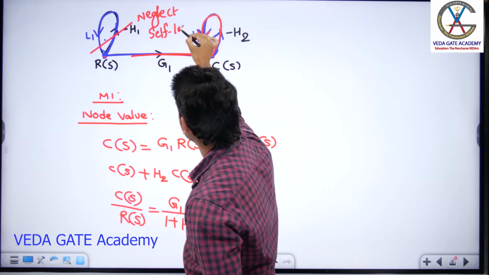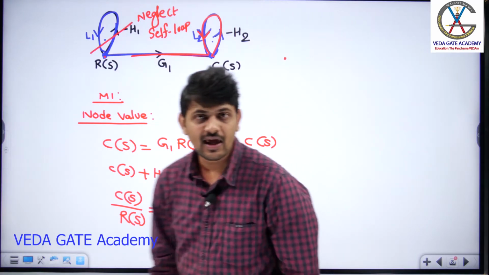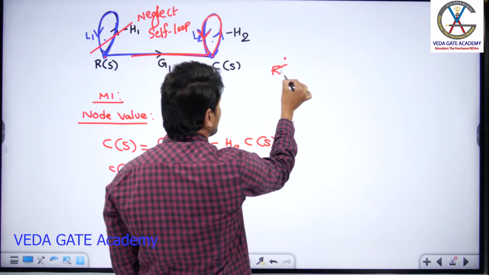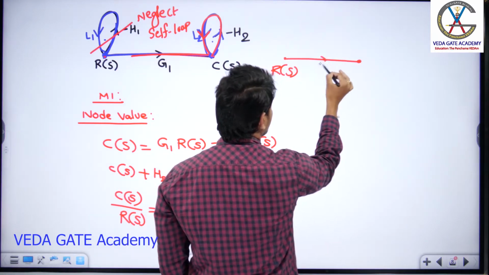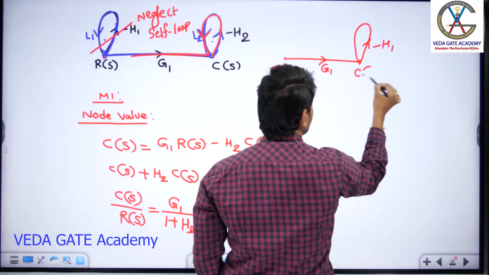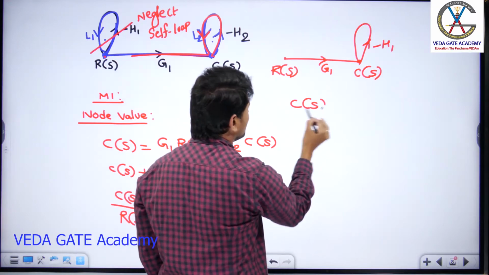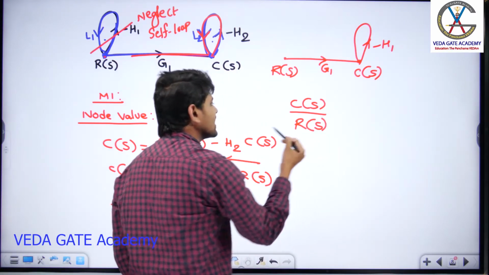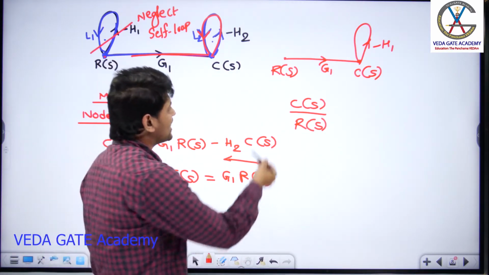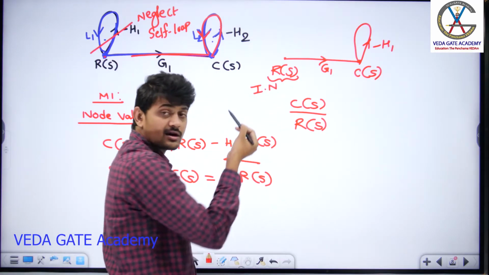If I neglect the self loop at the input side, the diagram becomes this: this is my R of S. After neglecting the self loop, this is G1, this is minus H1, and this is C of S. Now I can comfortably apply Mason's gain formula, because our interest is to determine C of S by R of S, and always neglect the self loop at the input side. If I neglect the self loop, R of S becomes an input node. Am I correct or not?